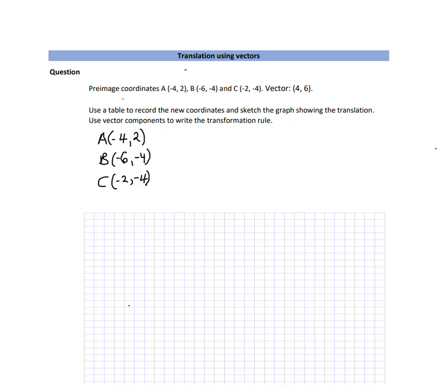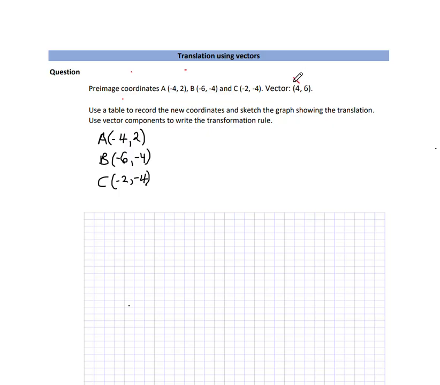So in order to derive what the question is asking for, which is to use a table to record the new coordinates, which are the coordinates of the image, and sketch the graph showing the translation. When we do a translation, we shift an object in some direction. It could be horizontally, rightwards or leftwards, or vertically upwards or downwards. So we're going to carry out a translation here using the given vector.